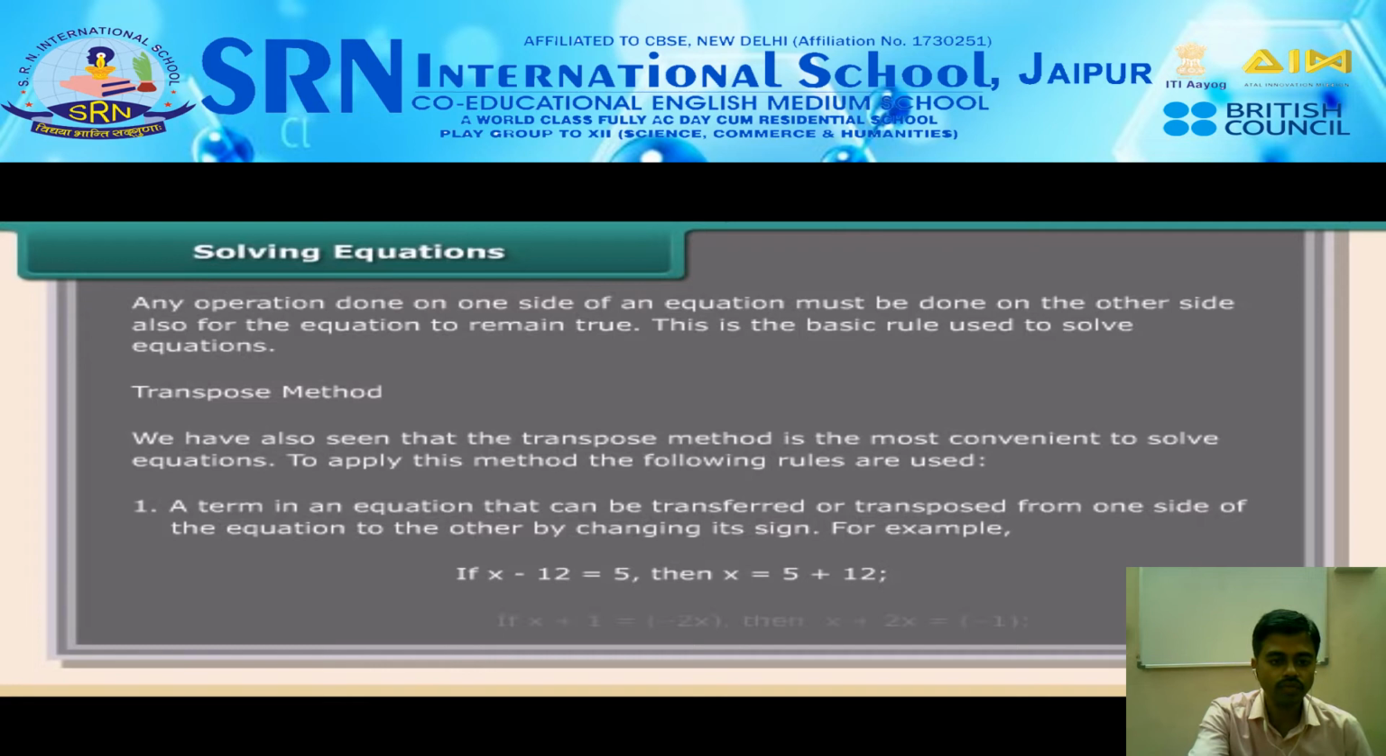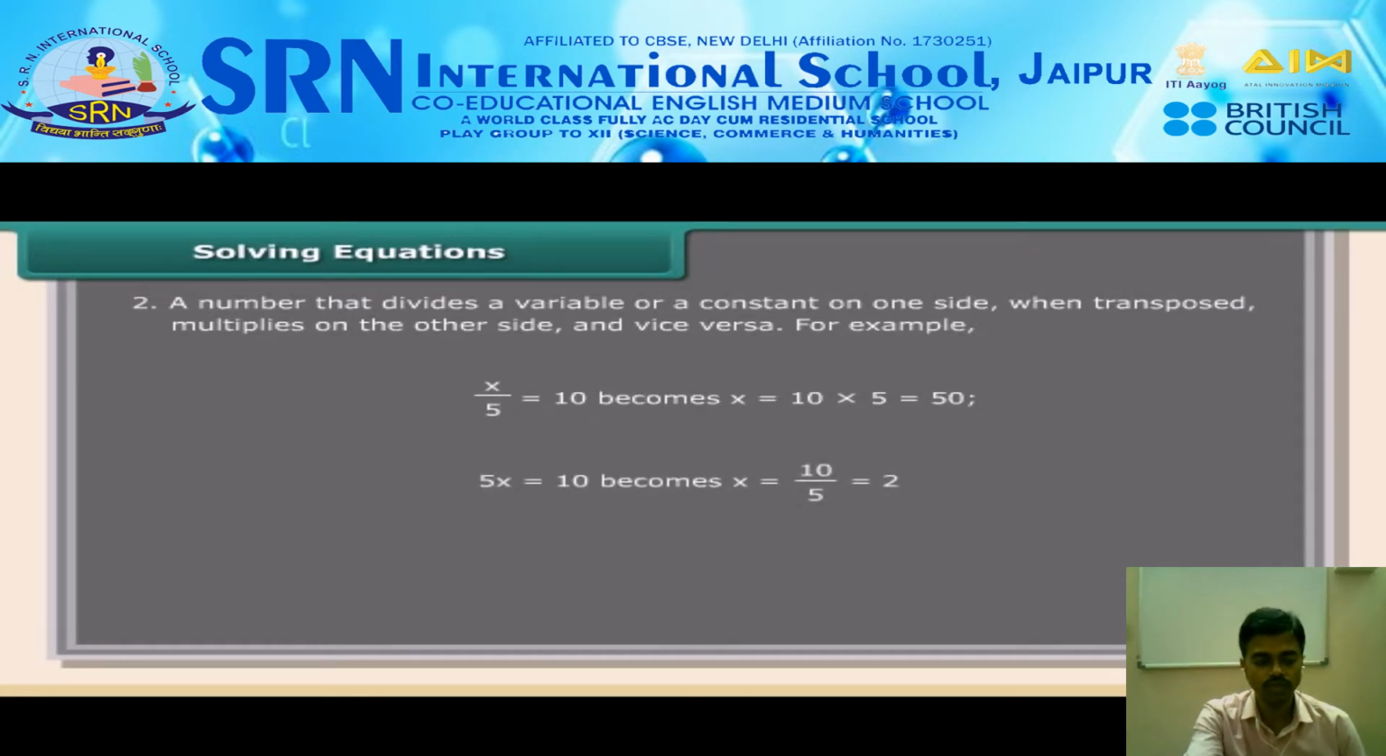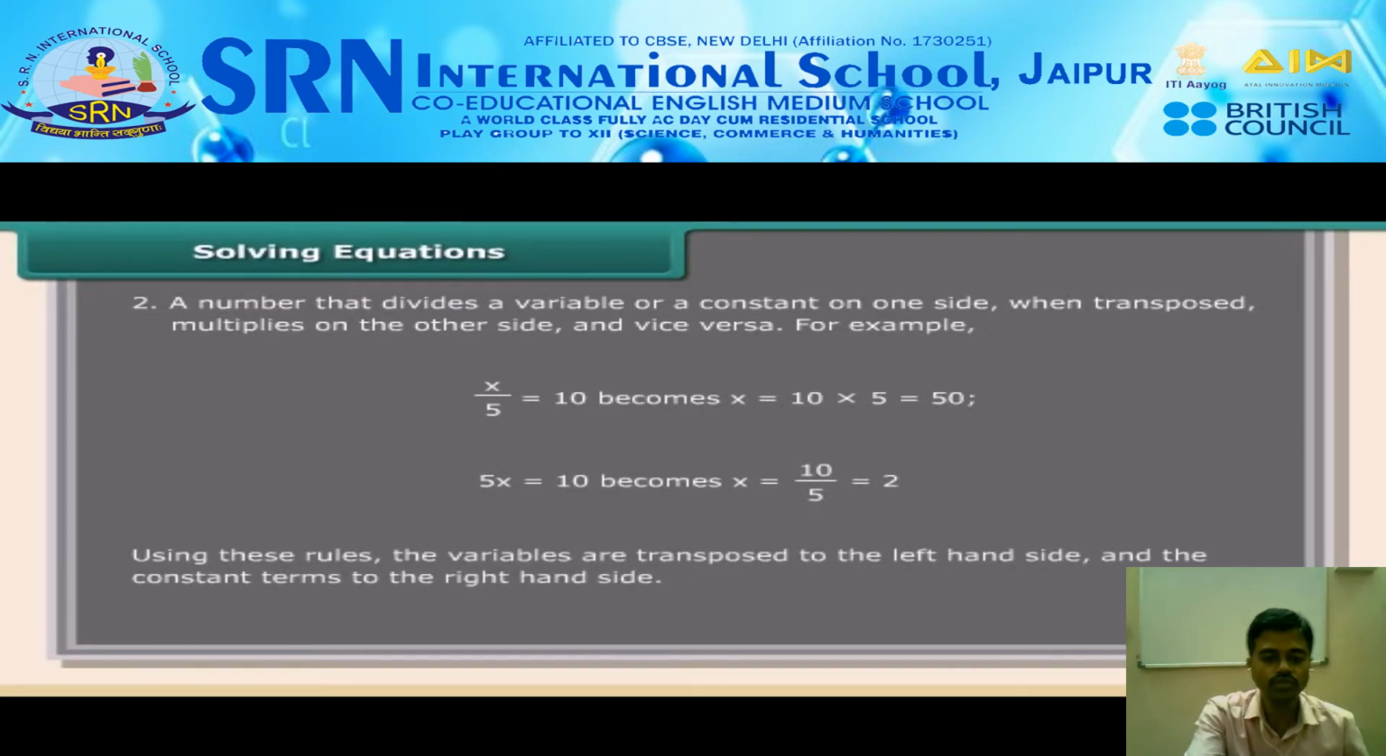The second rule is that a number that divides a variable or a constant on one side, when transposed, multiplies on the other side, and vice versa. For example, x/5 = 10. When 5 is transposed to RHS, it will be multiplied with the terms already present in the RHS, so x = 50. And if it is in multiplication, after transposition it becomes division when coming to the RHS. There are some simple examples of linear equation of one variable.